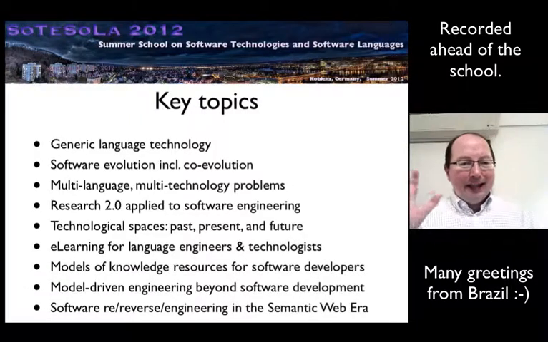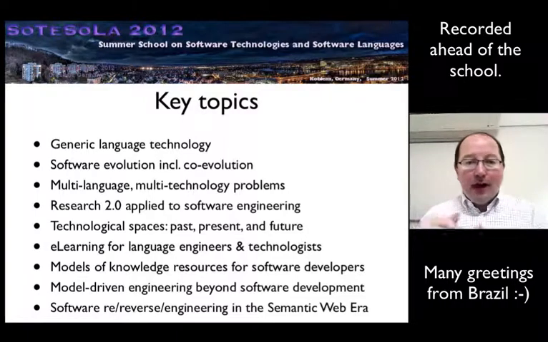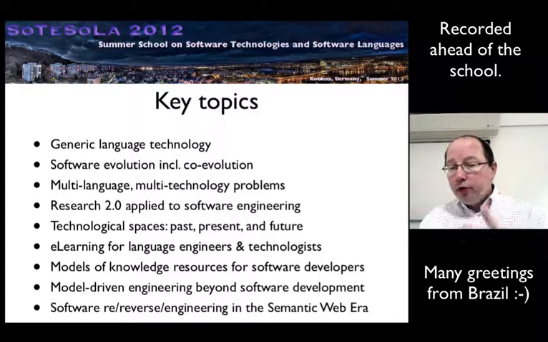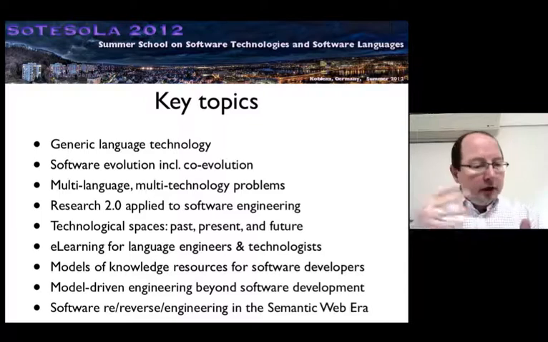You see there's language technology on the list, we deal with software evolution. We're specifically interested in problems where we have multiple languages and technologies at work. We're going to talk about technological spaces, a sort of cross-cutting theme throughout the school. It's going to be research to all and how we can apply it to our software engineering context.